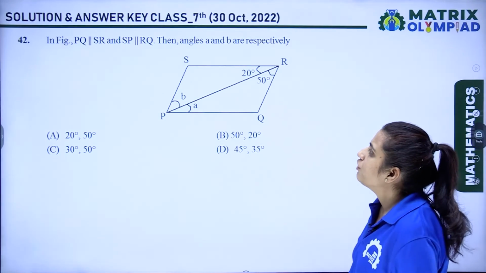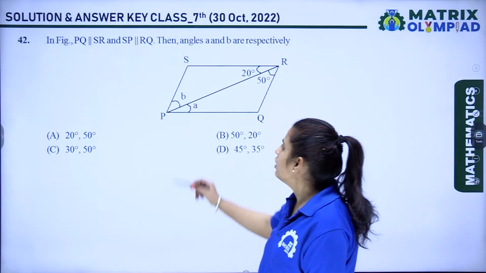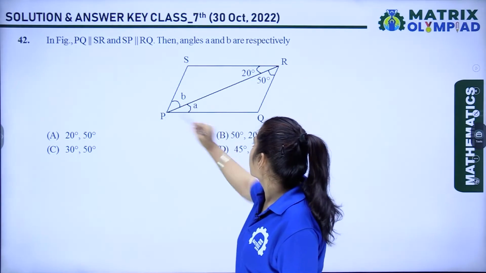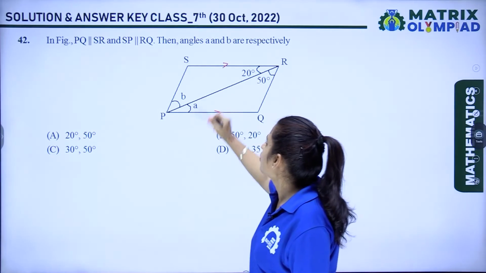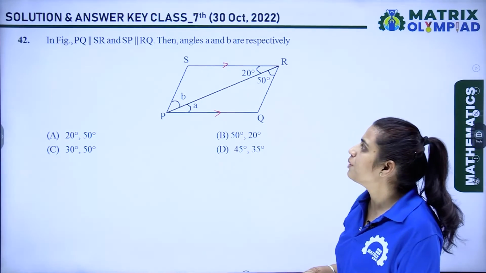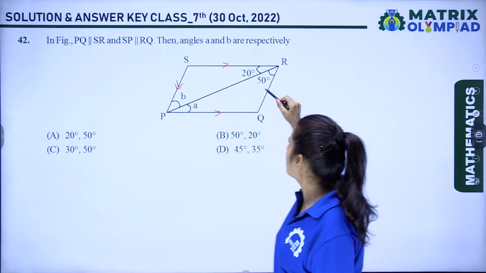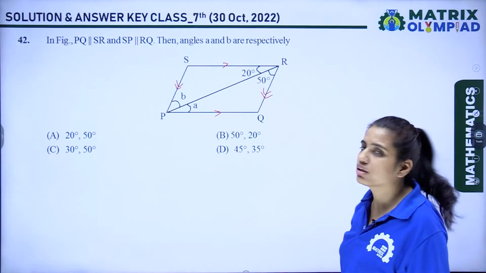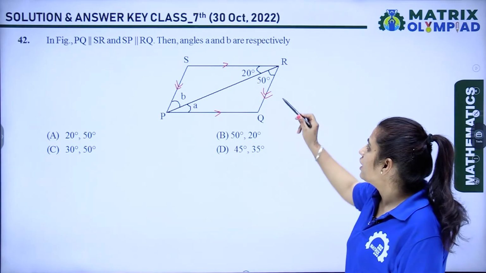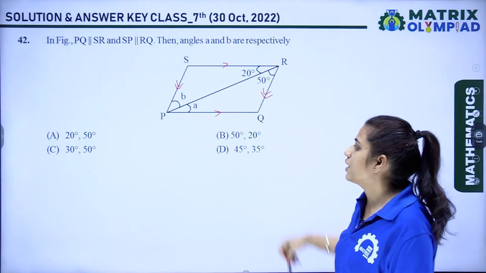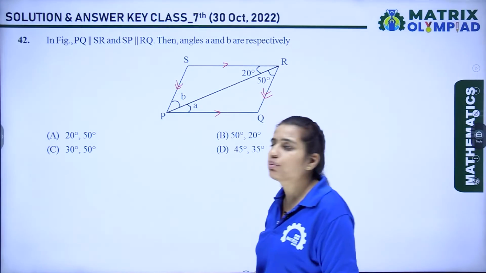Next question is, in the figure, PQ is parallel to SR, and SP is parallel to RQ. Then the angles A and B are respectively. We have to find out angle A and B.